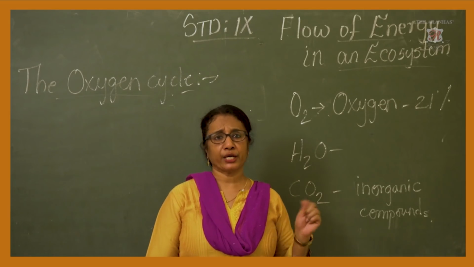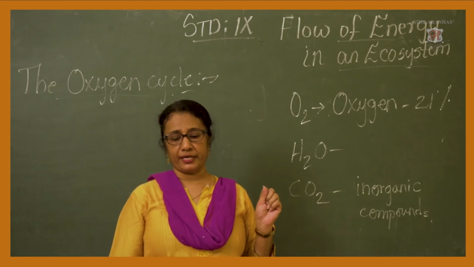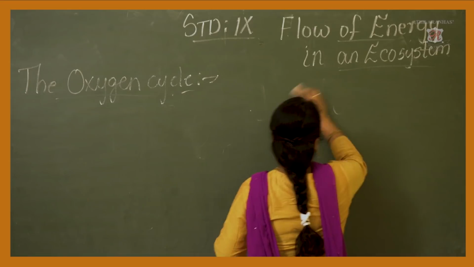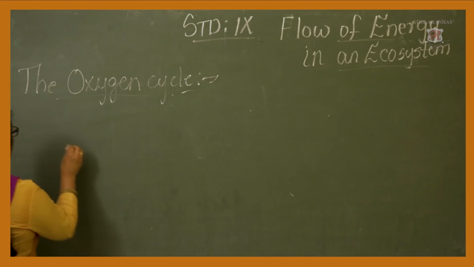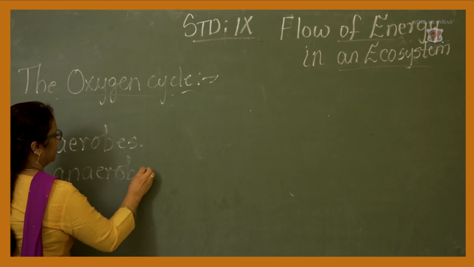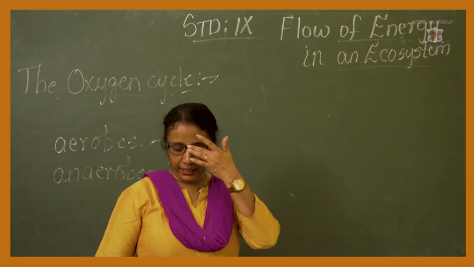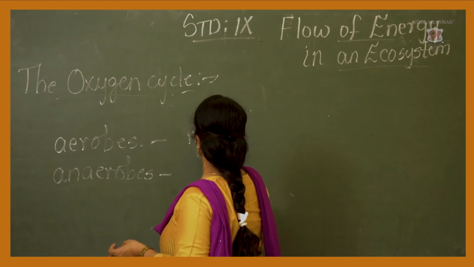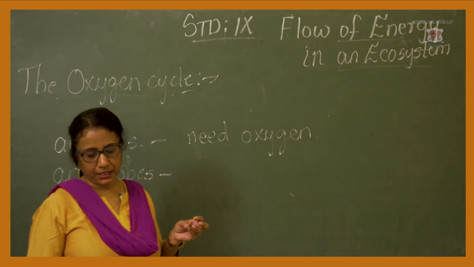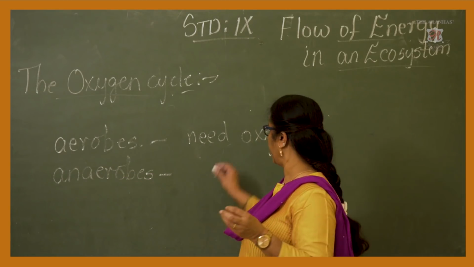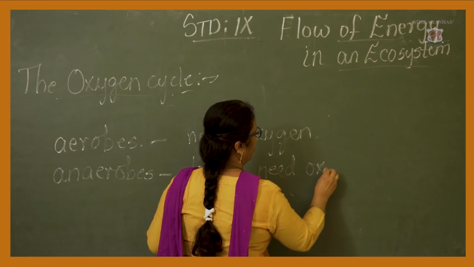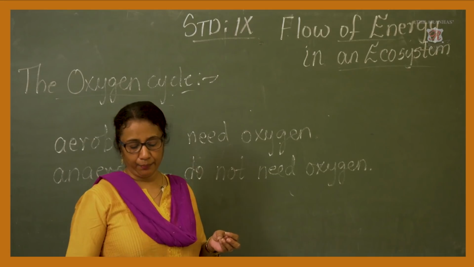Now, let me tell you that microorganisms that use oxygen for respiration are called aerobes. Here I just need to give you a hint about the topic of aerobes and anaerobes. I need to talk about just two main terms. Aerobes are those which need oxygen. And what about anaerobes? Those that do not need oxygen are called anaerobes. Aerobes need oxygen and anaerobes do not need oxygen for the various activities that they perform.